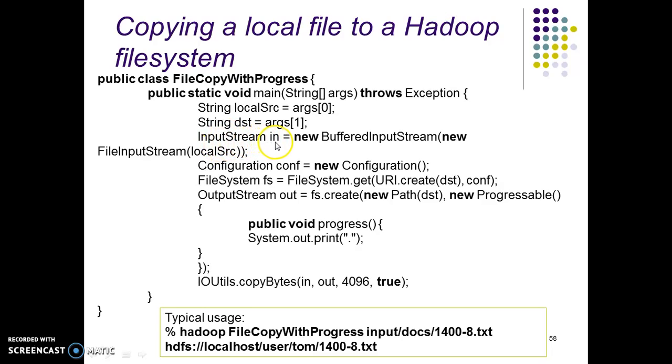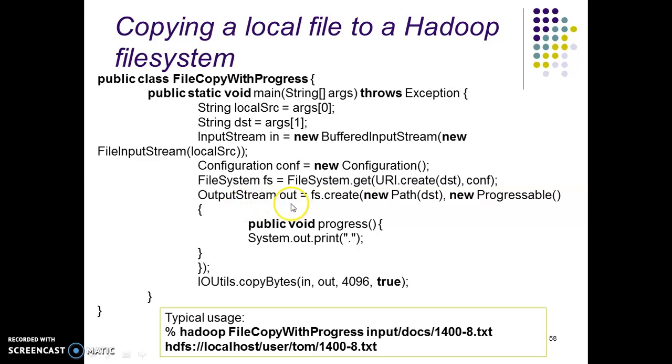Then we are using the input stream object to read the input, so BufferedInputStream, new FileInputStream, to read things from the local system, and we are using the local source as the string for that. Then we are making use of the configuration, then a FileSystem object, and we are using the function called create. DST is the destination, and CONF is the configuration. So we are using the file name as DST, as we have given in the second parameter in the command line argument.